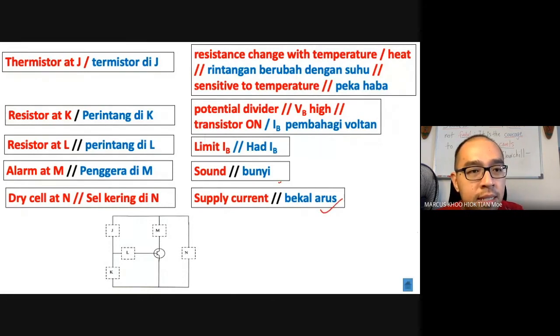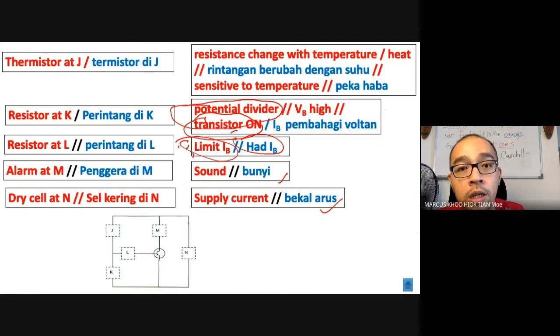Alarm is to provide sound. The resistor is to control the base current or to limit the base current. This is where Jacinta had this answer just now. The resistor at K, this is Isabella's excellent answer, as a potential divider. You can also say that it will enable the transistor to turn on, or it will have a high base voltage. By putting a resistor over here, you will cause the base voltage to be high. And the thermistor, obviously.